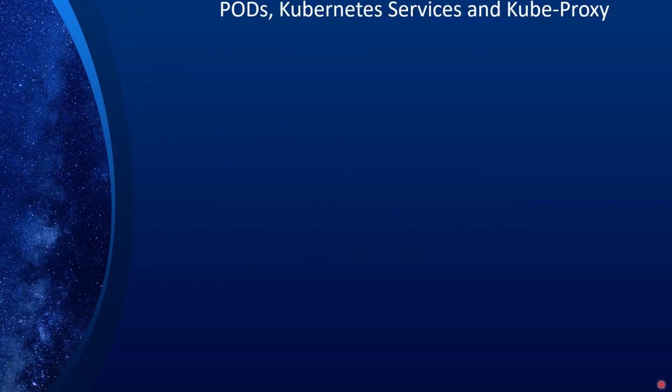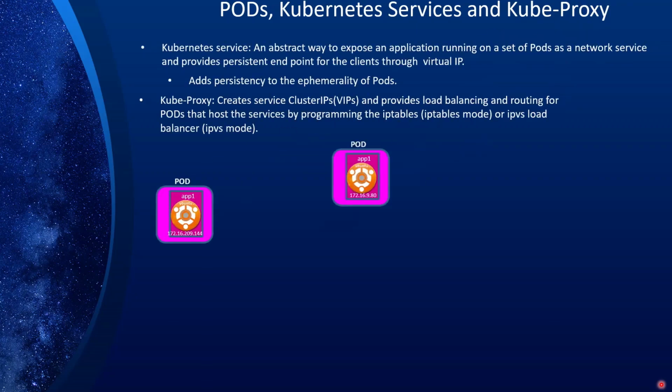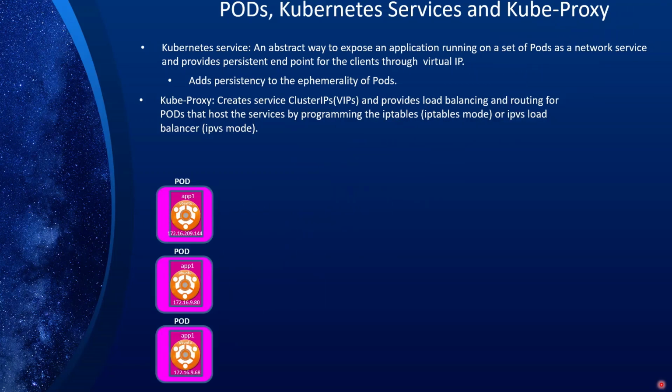First, let's take a look at the relationship between pods, Kubernetes services, and kube-proxy. The first thing to note is that pods are ephemeral, which means that they could be deleted and recreated at any time for a number of reasons. Therefore, clients must not bind directly to pods' IP addresses. So we need something else to create an abstraction over the pods. And that's where kube-proxy creates the Kubernetes services.